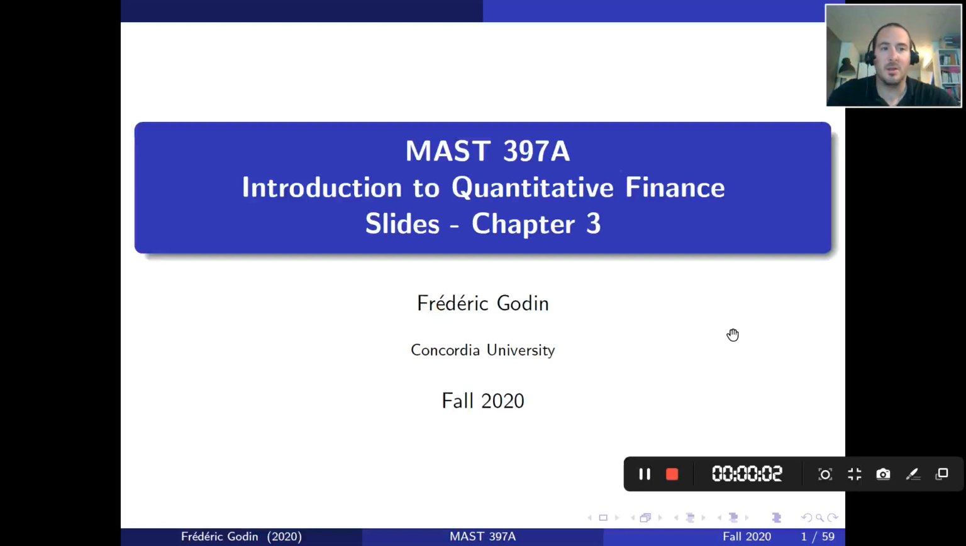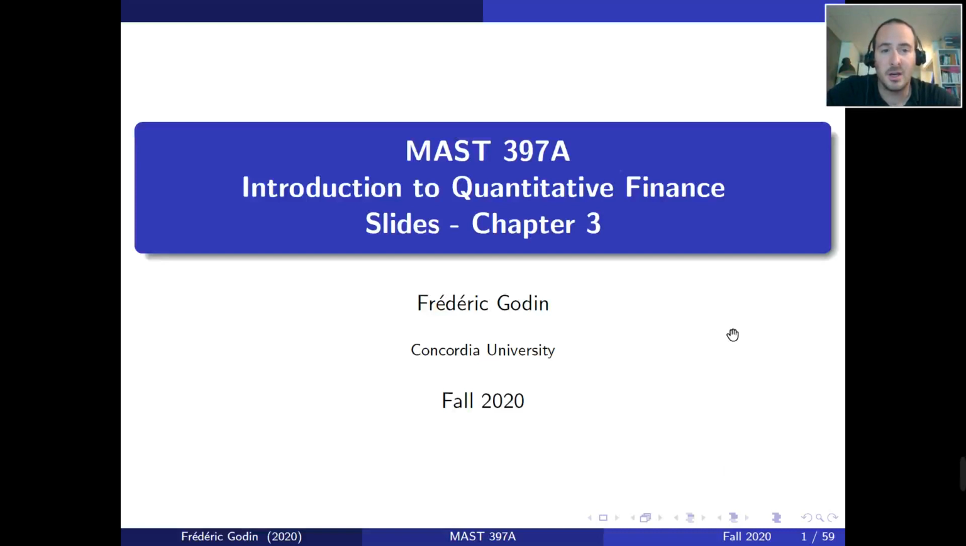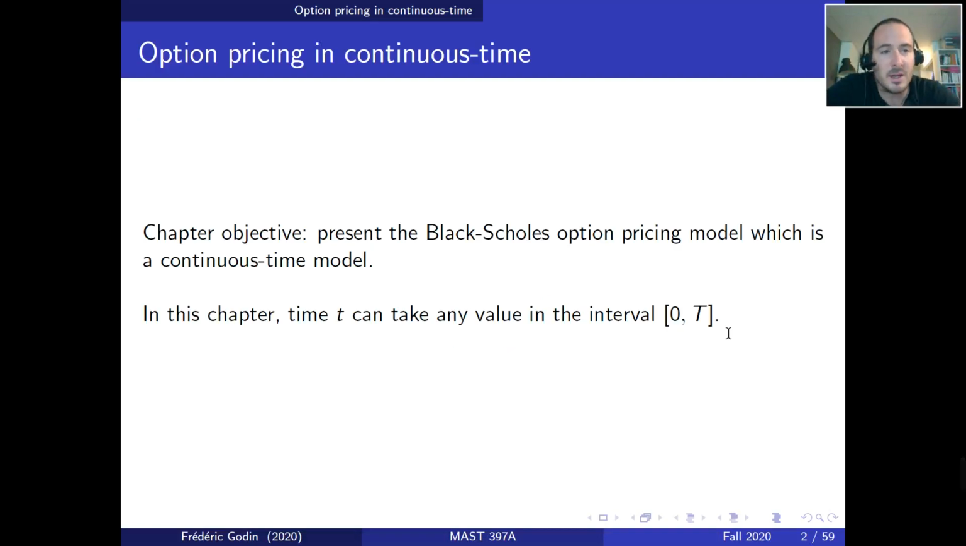Hello everybody, so this is the first video associated with Chapter 3 of Introduction to Quantitative Finance. In this chapter, we're going to present another model for option pricing, which is called the Black-Scholes model and is named after the creators of this model.